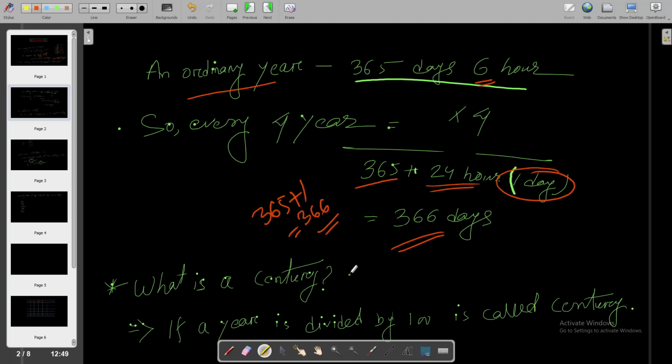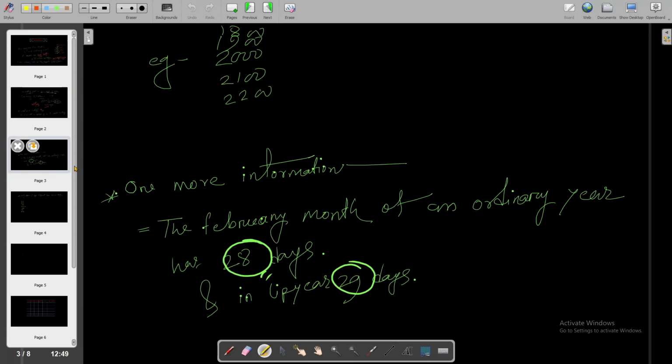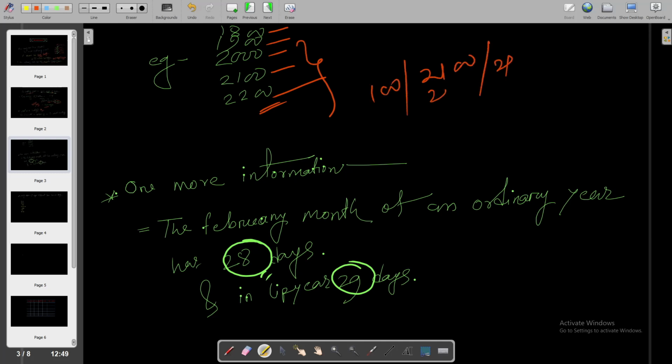And what is a century? If a year is divisible by 100, it is called a century. Example, 18th century, 19th century, 20th century, 21st century, 22nd century. All are divisible by 100. If we take the 21st century and divide by 100, the remainder will be 0. Hence, it is a century.